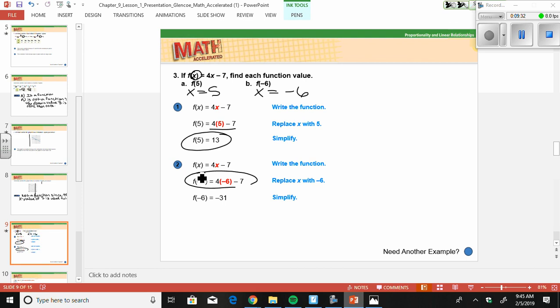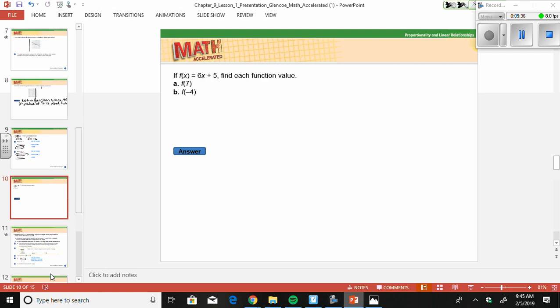So 4 times negative 6 minus 7, and we get negative 31. So we have f of x is equal to 6x plus 5. Find each value. So this is saying that x equals 7, and the second time x is equal to negative 4.